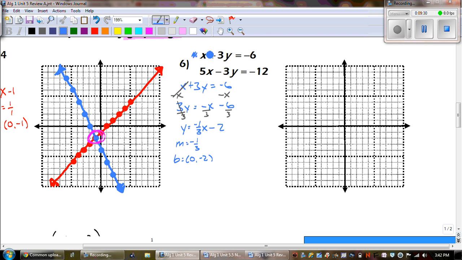So I'm starting at 0, -2, and I go down 1 over 3, down 1 over 3, and I'm going to do that in both directions until I get my line.